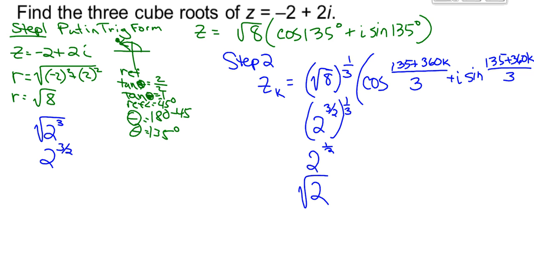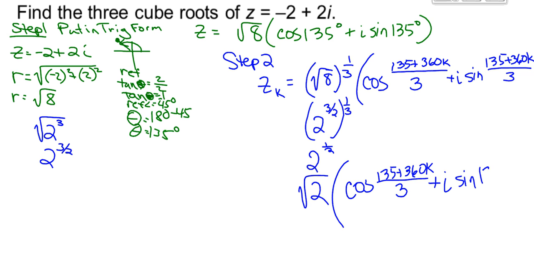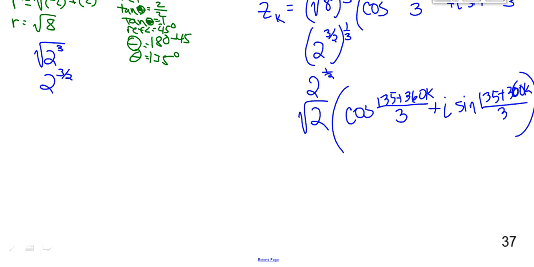I'm going to use the square root of 2, cosine of (135 plus 360k over 3). I'll just leave it that way for now. Plus i sine of (135 plus 360k over 3). And what's k going to equal? k equals 0, 1, 2, right? So k equals 0, 1, and 2.